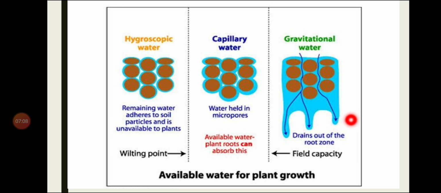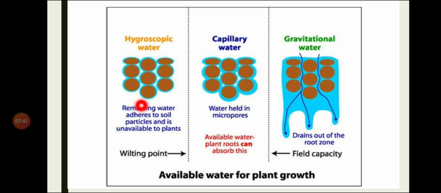It drains out of the root zone. Roots cannot absorb this because it is moving away from the roots. So roots cannot absorb this kind of water. Hygroscopic water: water molecules are held tightly by the soil particles. The remaining water adheres to soil particles and is unavailable to plants. Roots cannot absorb this kind of water.